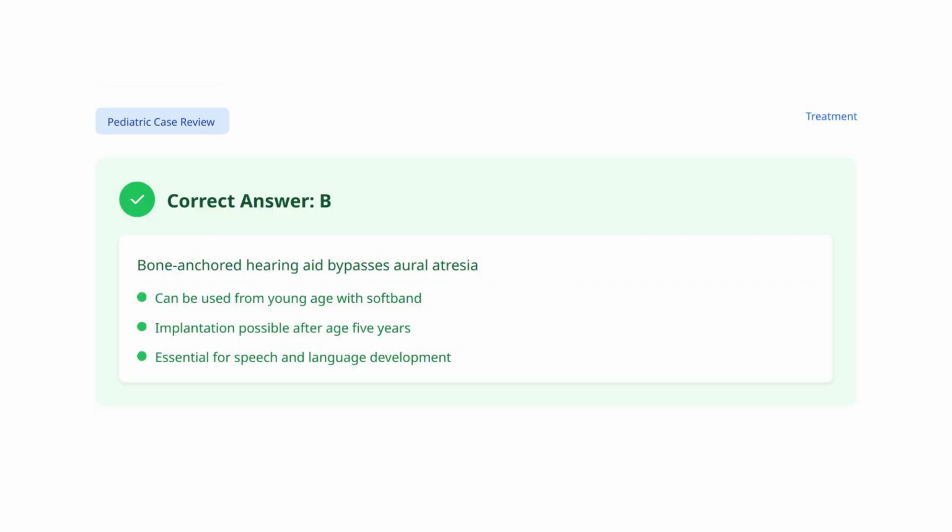Bone-anchored hearing aids effectively bypass oral atresia and conductive hearing loss. These devices can be used from young age with soft band attachment. Permanent implantation becomes possible after age 5 years. Early hearing rehabilitation is essential for normal speech and language development in affected children.